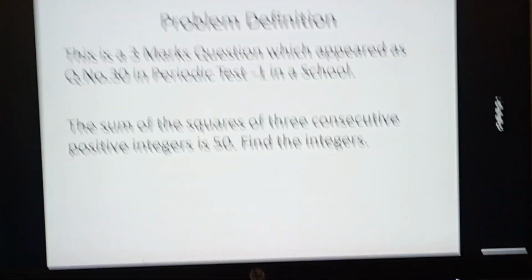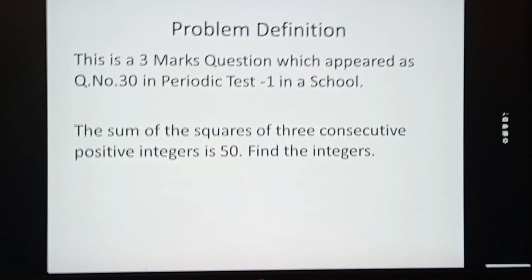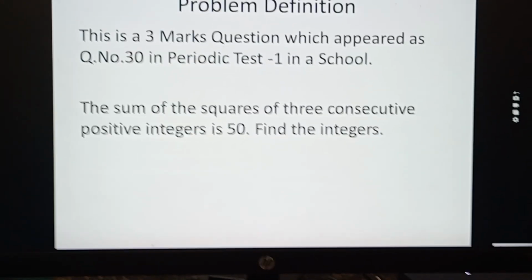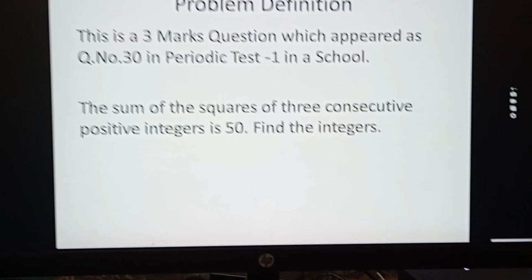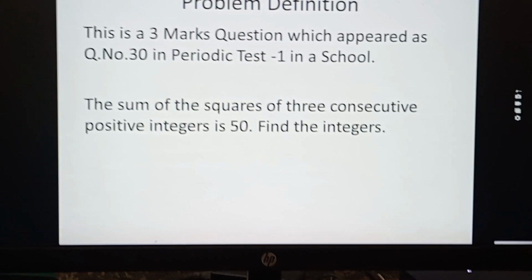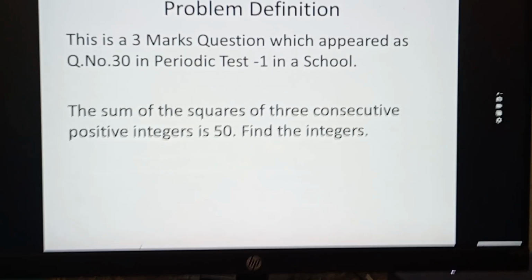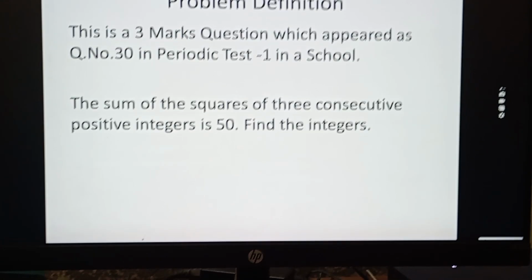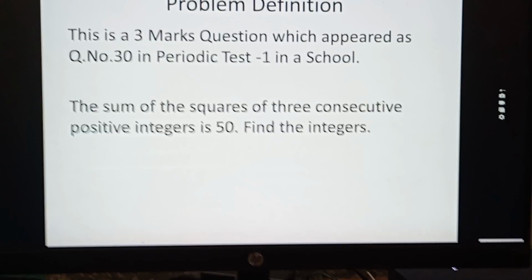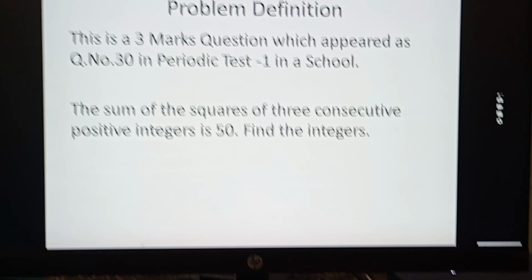This is the problem definition. This is a 3 marks question which appeared in question number 30 in a periodic test 1 in a school. It is based on the concept of quadratic equations. The question is: the sum of the squares of 3 consecutive positive integers is 50. Find the integers.